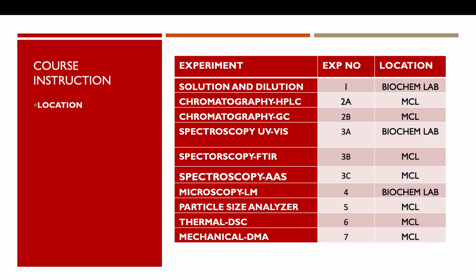It's the first row of chemical engineering new building, next to the biochar plant by Prof. Azni. If you know, it's like I think in front of the food and process engineering laboratory. So you should find that in the area. Okay, so MCL, and then HPLC in MCL, GC in MCL, UVVis in Biochem Lab, FTIR in MCL, AAS in MCL, LM in Biochem Lab, Size Analyzer in MCL, the DSC in MCL, and Mechanical DMA in MCL.